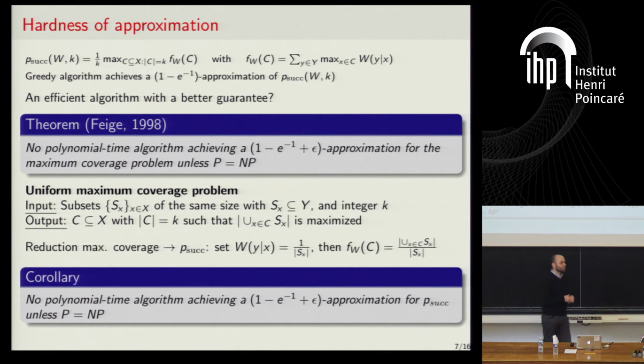And this is due to an important result by Feige in 1998 that shows that there's no polynomial time algorithm. Okay, so I mean, it's for a problem called the maximum coverage problem. And it shows that for this problem, the optimal approximation ratio is 1 minus 1 over e, unless P is equal to NP. Okay, so let me briefly say what the uniform maximum coverage problem is.